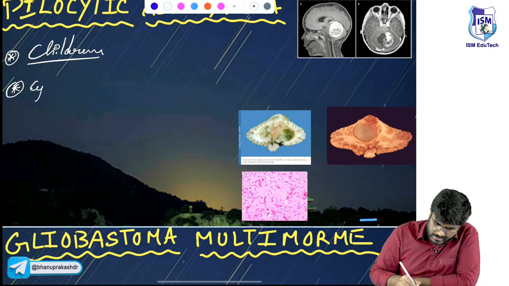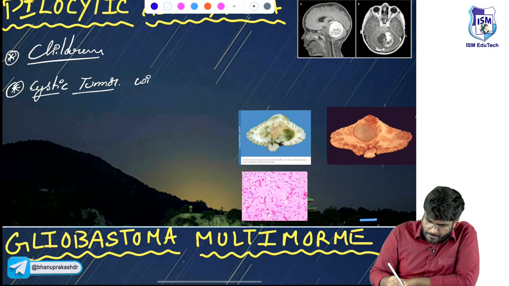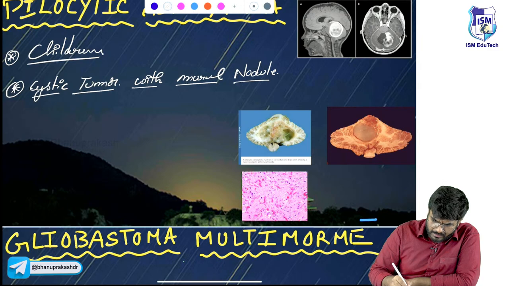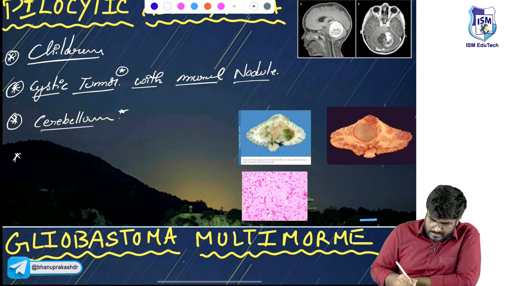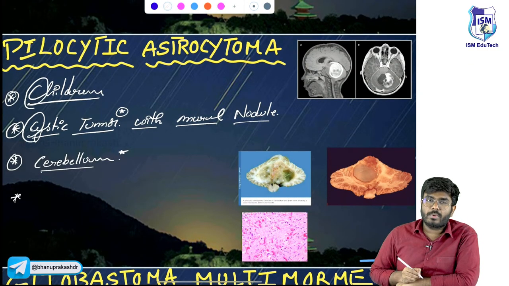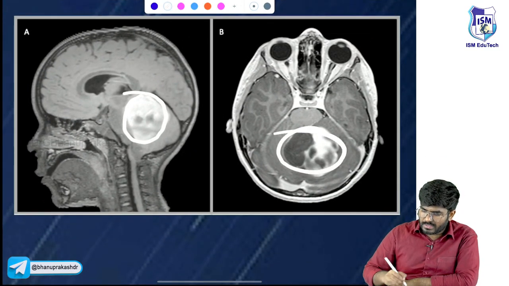It's a cystic tumor, not a solid tumor, a cystic tumor with a mural nodule. Mural means wall. So remember one point: it's a cystic tumor seen in children, and it is seen in the cerebellum. See, in pilocytic astrocytoma, everything is with a C. Children, C. Cystic tumor, C. Cerebellum is affected. There is a tumor in the cerebellum.